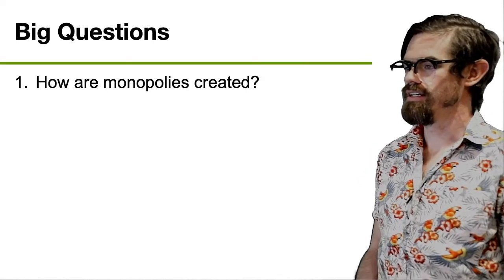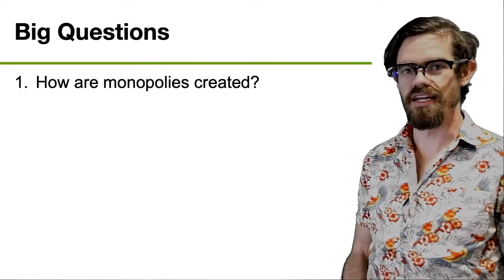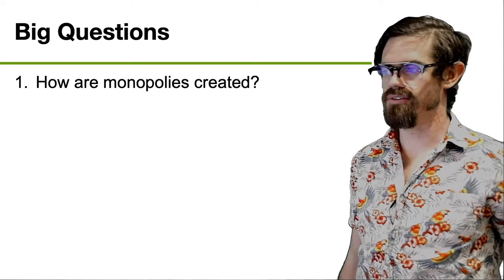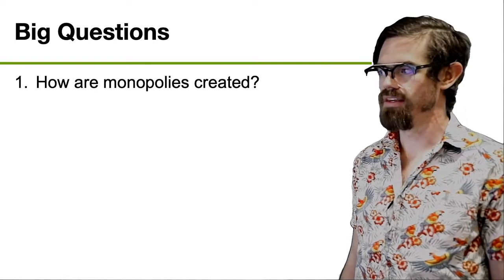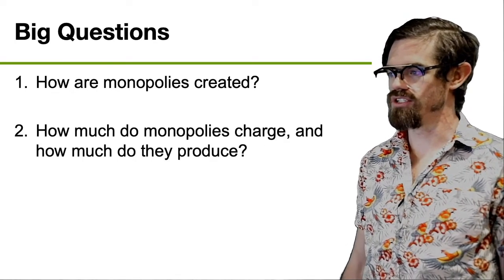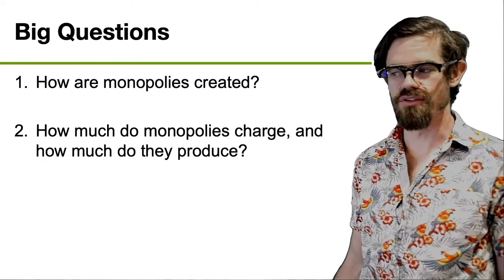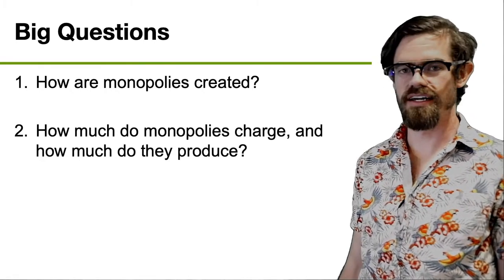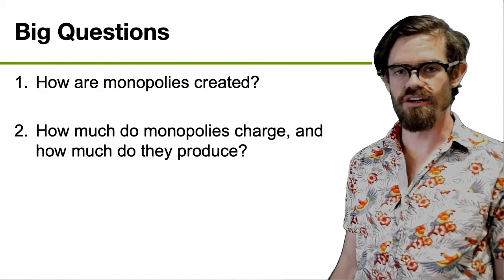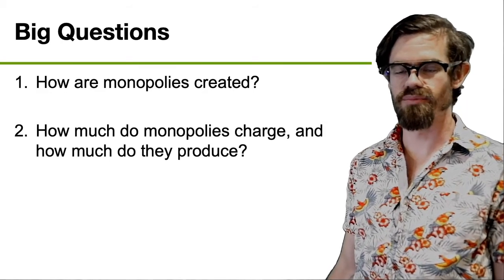So for this chapter, our big questions are, how are monopolies created? That's a good question. How are they able to exist? Then our next question is, how much do monopolies charge? And how much do they produce? Okay, so as we'll find out, monopolies are price makers. They determine their own price.